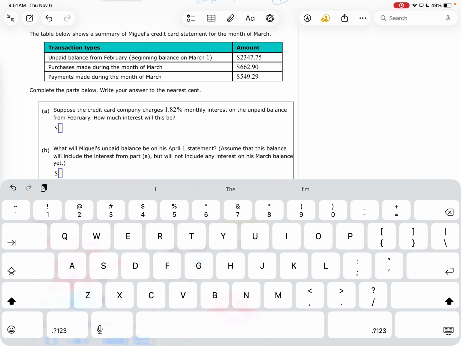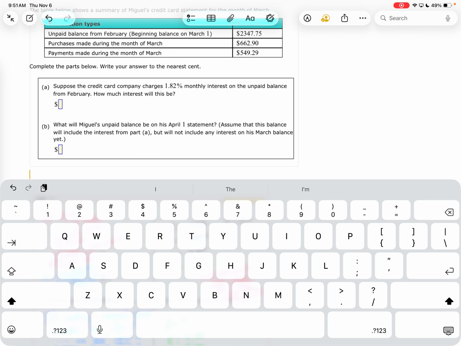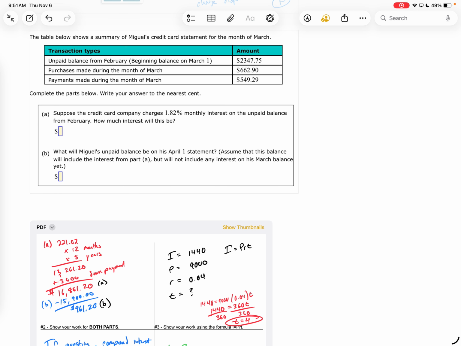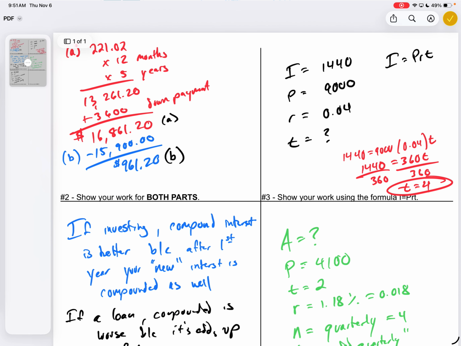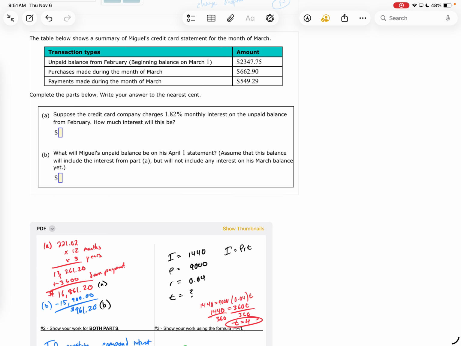Okay. All right. So to do this on the test work page, we have the documentation right there. So an unpaid balance at the end of February. You got a purchase in March and a payment in March as well. Suppose the credit card company charges 1.82% monthly interest on the unpaid balance from February. So that's the first thing we do for the unpaid balance in February. At the end of February, our initial amount was 2347.75, or was it 7.5? Looks like a 7, kind of. Yes.